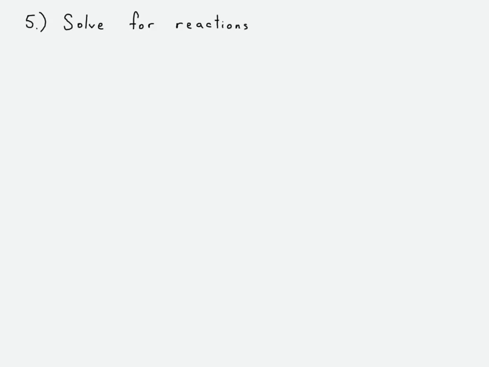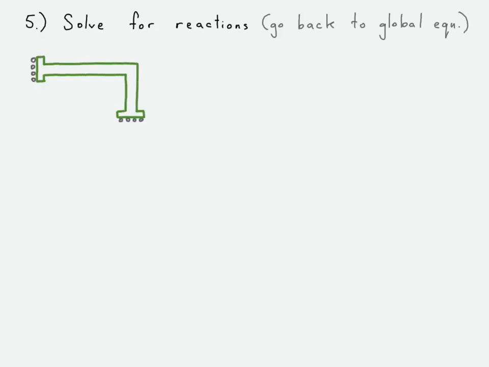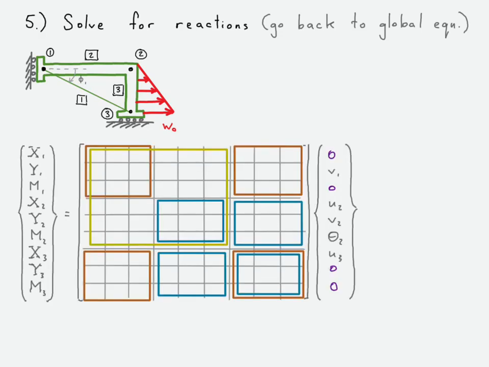So now we can use those displacements. Let's go ahead and assume that those are all known now. We can use those to solve for our reactions. So drawing our diagram again, writing out our global stiffness matrix equation.